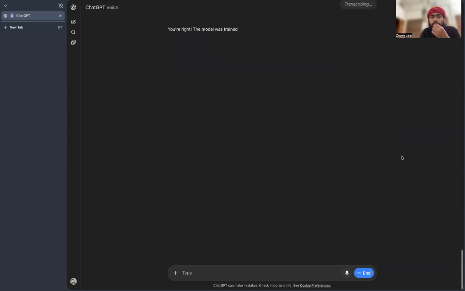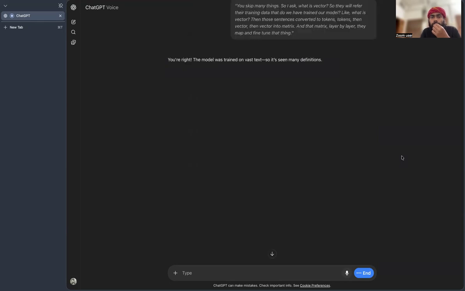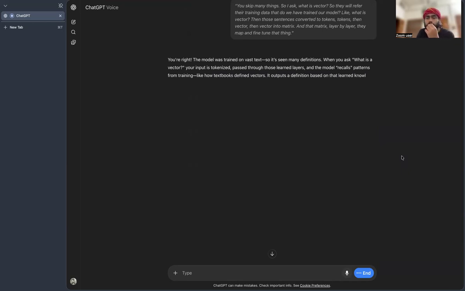You're right. The model was trained on vast text, so it's seen many definitions. When you ask what is a vector, your input is tokenized, passed through those learned layers, and the model recalls patterns from training, like how textbooks define vectors. It outputs a definition based on that learned knowledge. So, yes, all that fine tuning during training is why it knows how to explain a vector now.